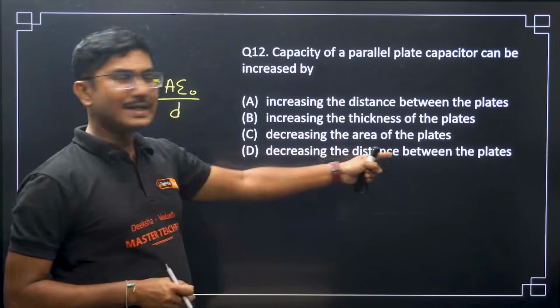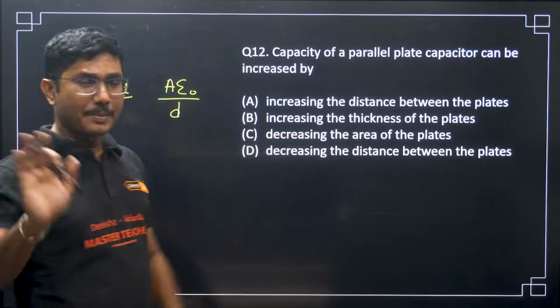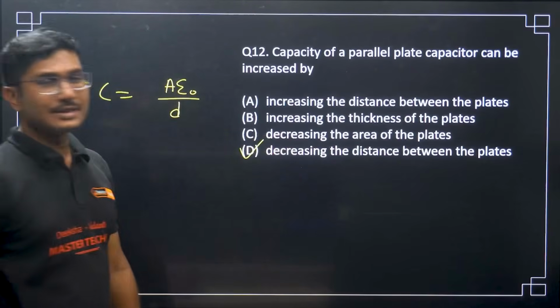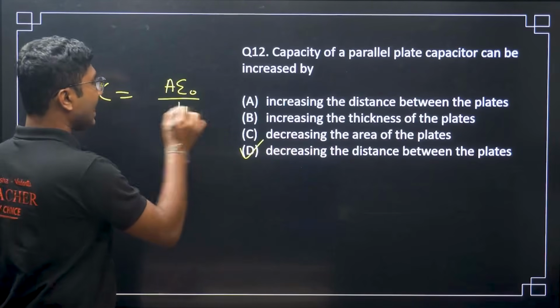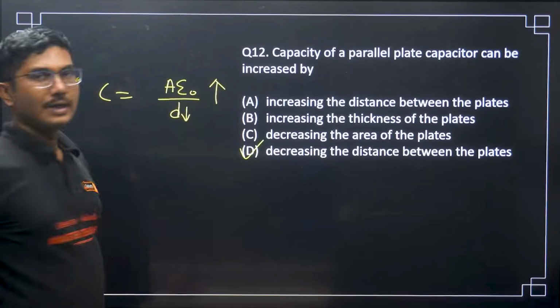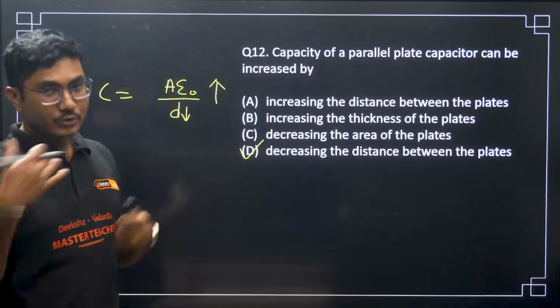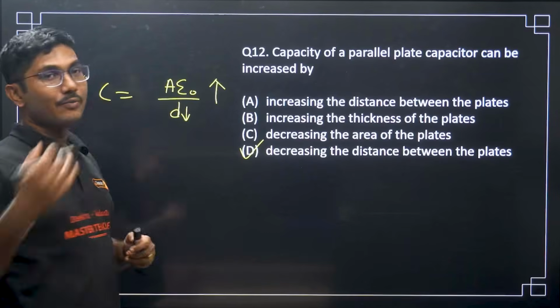Area is decreased, and it is independent of thickness. So the only correct answer is decreasing the distance between the plates. If you decrease D, capacitance will increase, right? If you increase A, it is directly proportional, while D is inversely proportional. So you have to be careful and answer it wisely.